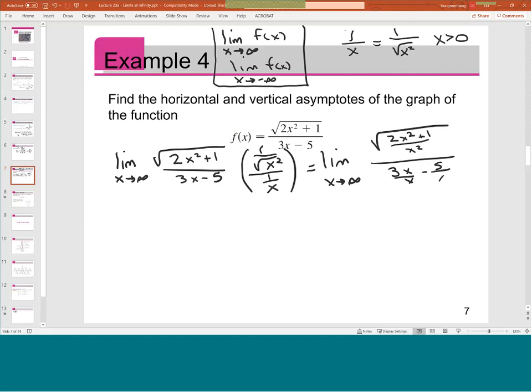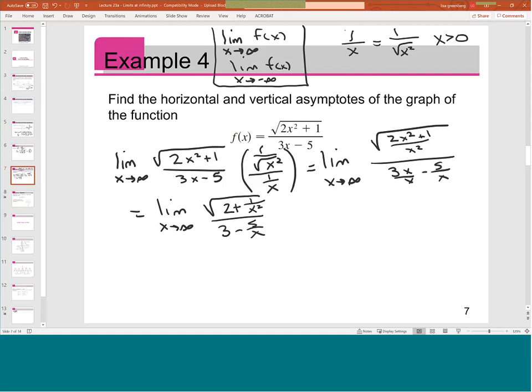Right? Does that make sense? And then this equals the limit as x approaches infinity of the square root of 2 plus 1 over x squared over 3 minus 5 over x. Is that true? Yes. Good. Now what happens to 1 over x squared as x goes to infinity?